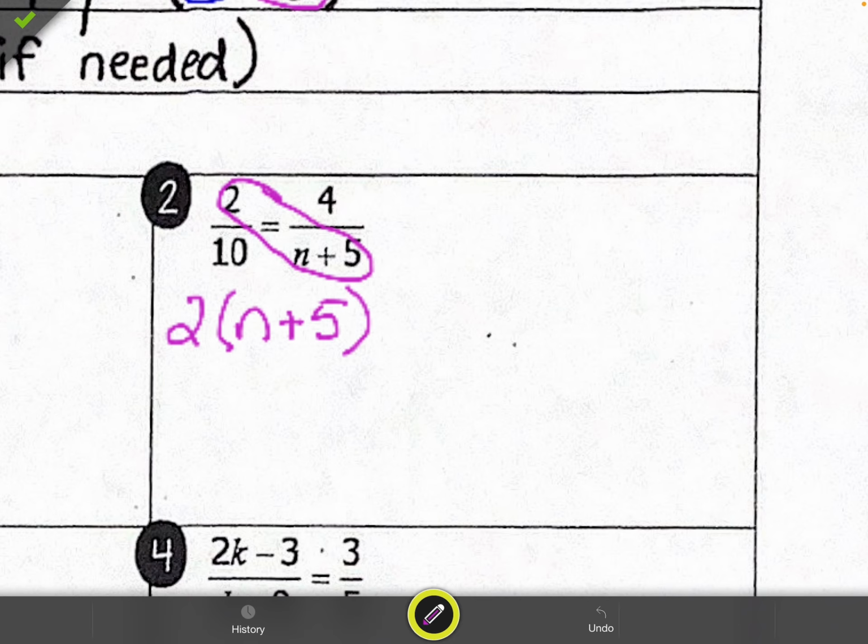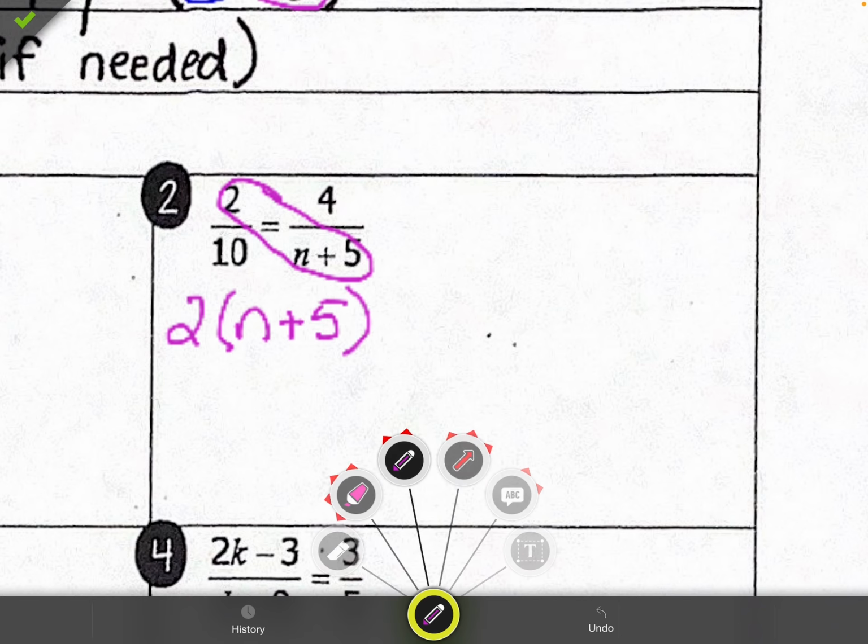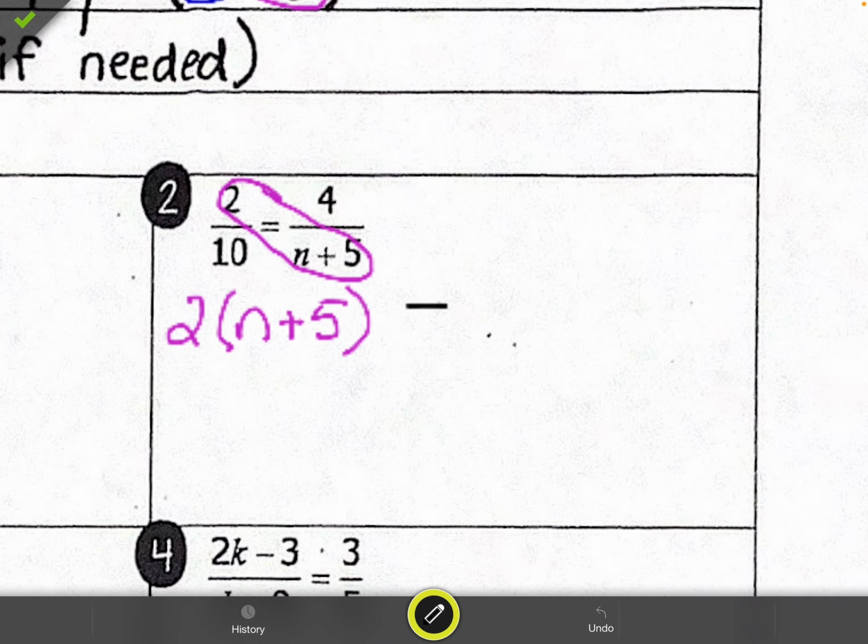So 2, and I didn't put a times sign because when we put a 2 on the outside of the parentheses, we know that means multiply. So 2 times the quantity n plus 5. When I say the quantity of, that just represents that I put the parentheses. Then I put equals. Now I cross multiply the other two. So I'm going to write 10 times 4.